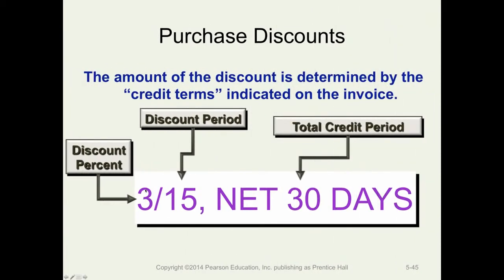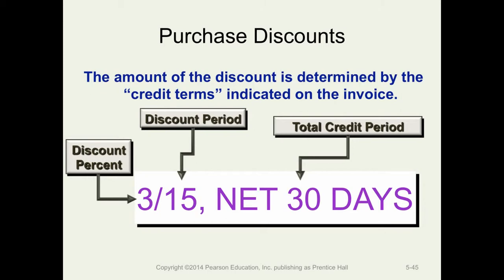And to summarize this, let's just be sure that the discount percentage is listed first. Then we have a diagonal line. Under that is the 15, which is the discount period. And then the net means that you have to pay it within the total credit period of 30 days. So we have purchase discounts only when the discount is taken within the discount period. If not, there is nothing to account for.